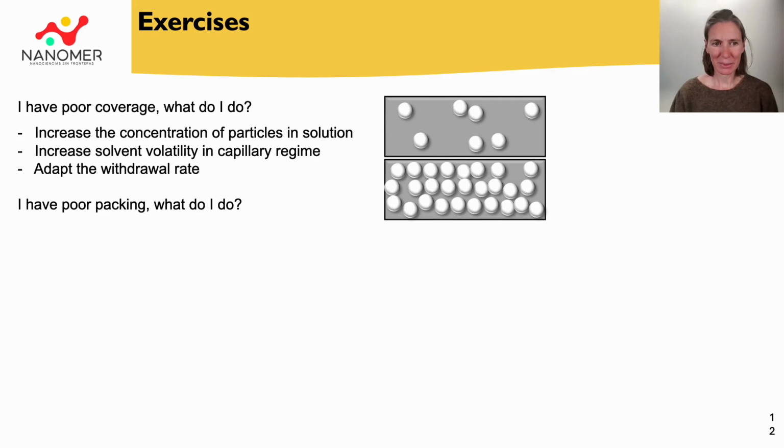In our second example, if we have poor packing, we have nice density of particles on our substrate, but they're very disorganized. What can we do to improve this? Please try and think of 2 solutions.